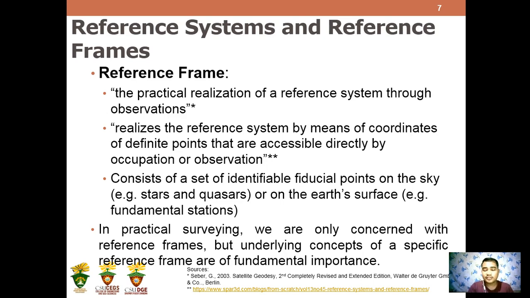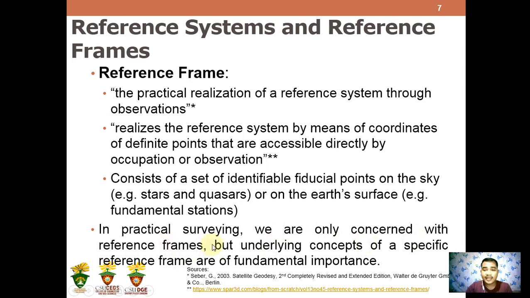The medicine you bought at the pharmacy is the realization. If we compare it to reference system and frames, the medicine is now the reference frame, because you took it into reality from the prescription, which is a conceptual one. Then you bought the medicine, which is now the realization. Same as this in reference systems and reference frames. So in practical surveying, we are only concerned with the reference frames.